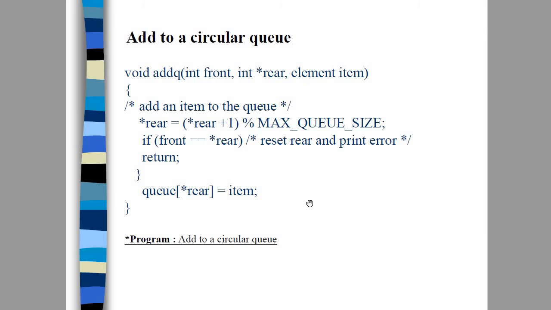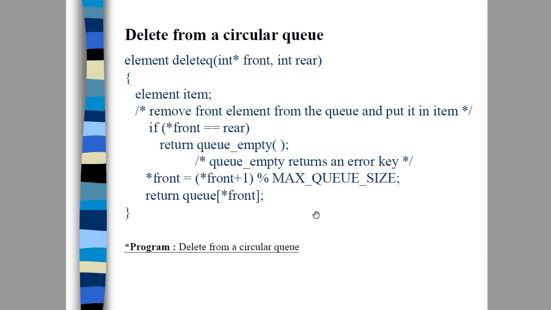If it has reached the maximum size of the queue, then it will go to the front of the queue. Okay, so after updating the rear pointer value, we will check whether the front and rear pointer values are the same. If they are the same, then it means that the queue is full. Then we cannot allow the insert operation there. Okay, so if not, then what will I do? At queue of rear, whatever the rear position we have updated, in that location we will put the item. Okay, next one is delete from a circular queue.